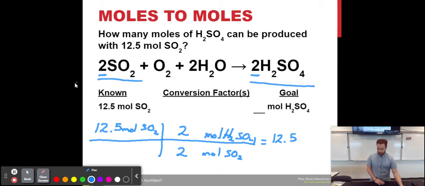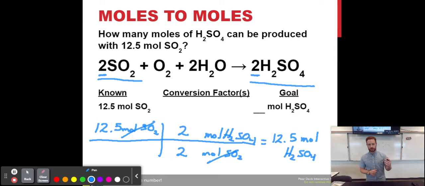And units-wise, moles of SO2 gets canceled out. Moles of H2SO4 is what we're left with. And that's what we want to know. So that's a very simple example of how to use a mole ratio to convert from one thing to another.